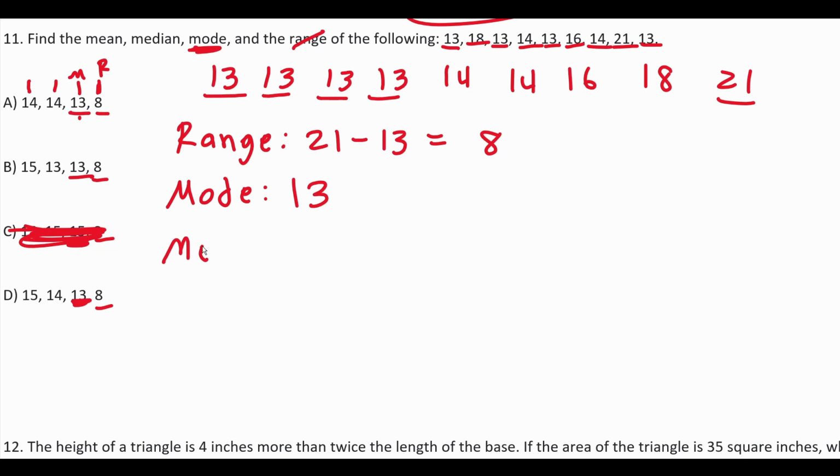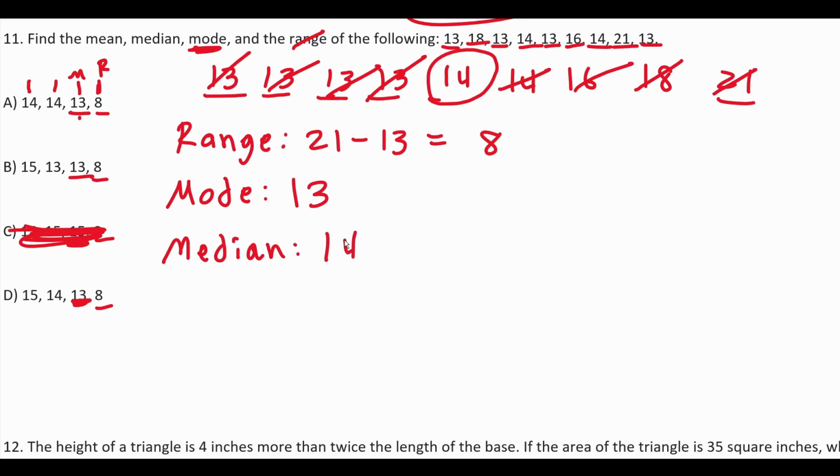All right, now let's find the median. To find the median, you cross off numbers one at each end until you get to the middle term. If you have an even number of numbers in your data set, you're going to have to find the average of the two middle terms in your data set to find the median. But let's just start working on this one. We're going to cross off one here, one here, one here, one here, one here, one here, one here, and one here. So we can see our median in this case is 14.